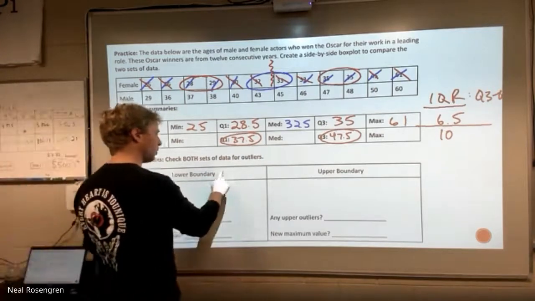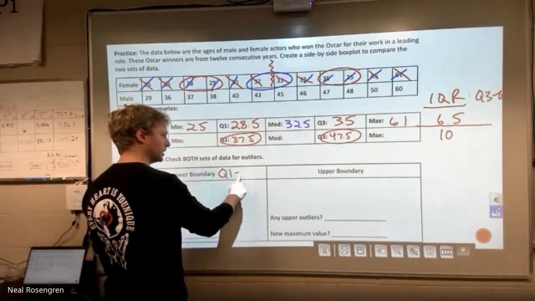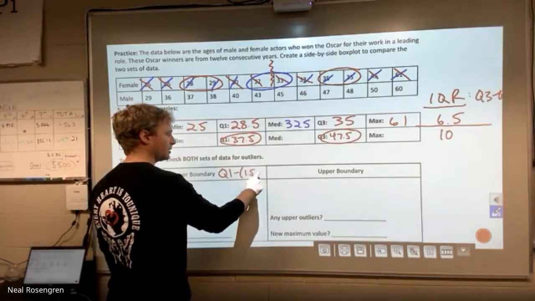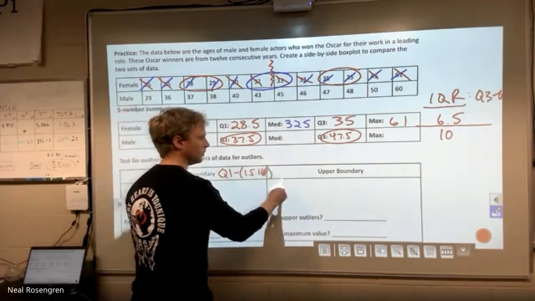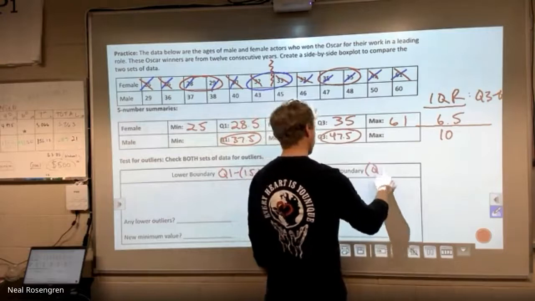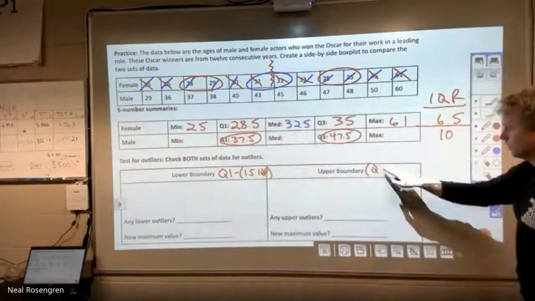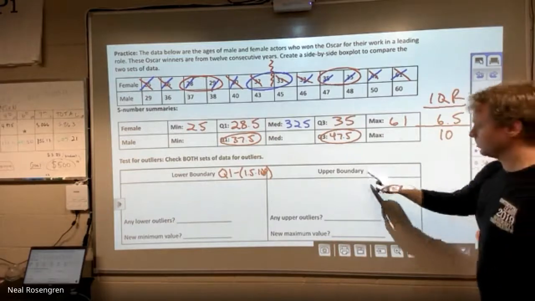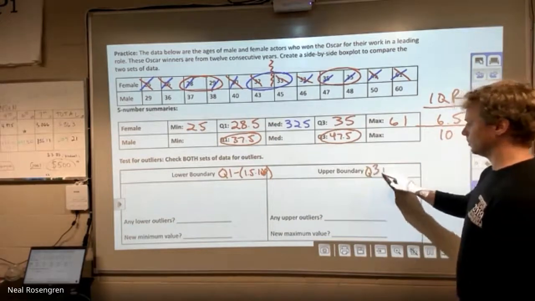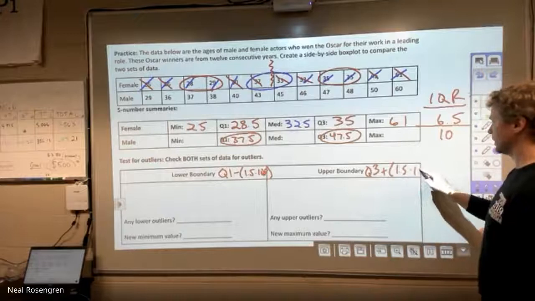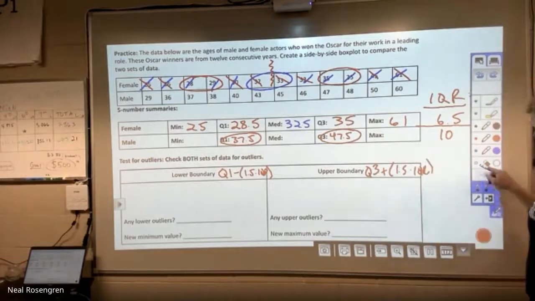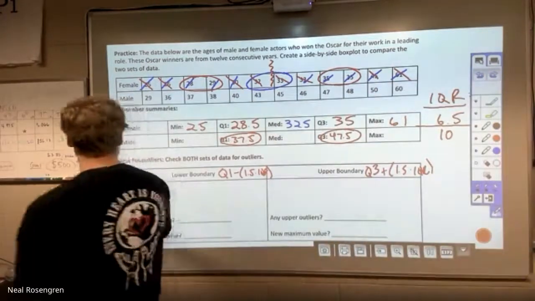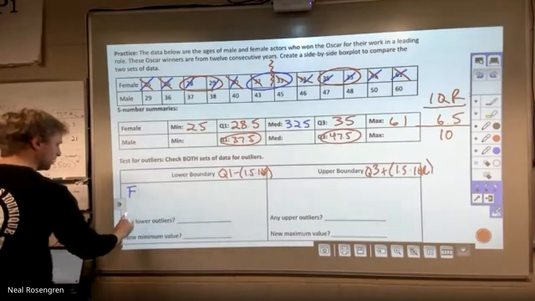So the lower boundary is Q1 minus 1.5 times the IQR. Upper boundary, Q3 plus. So maybe I'll just write that down so we have a little memory. Q3 plus 1.5 times the IQR. But we're going to do them separately, right? I'm going to do one for the females and I'll do one for the males.